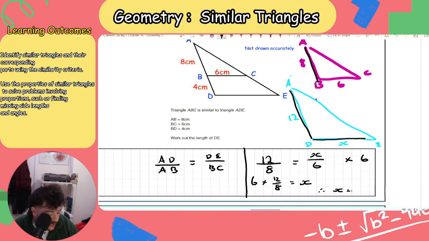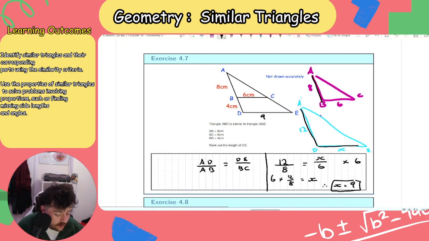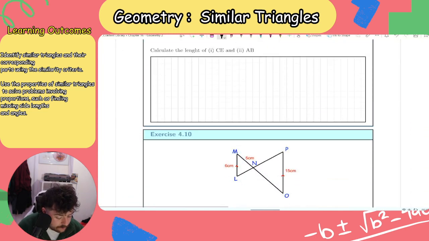Therefore, x, or in this case DE, should be equal to 9. Right? So DE is equal to 9, and I have just used my laws of similar triangles to work that out. So I'll do a few more examples.